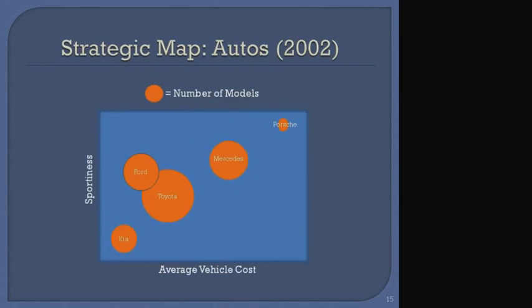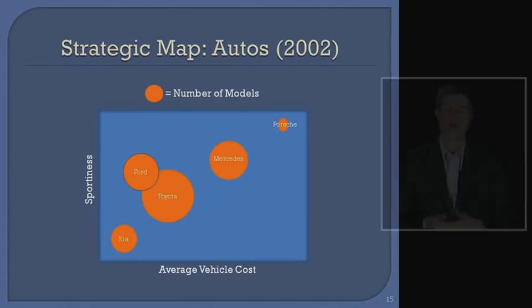Here we have autos in 2002. On one axis, we're looking at average vehicle costs. On another axis, we're looking at a somewhat subjective measure, sportiness of the vehicles. And then finally, we use the size of the circle to determine the number of models available by that company. So what do we see?